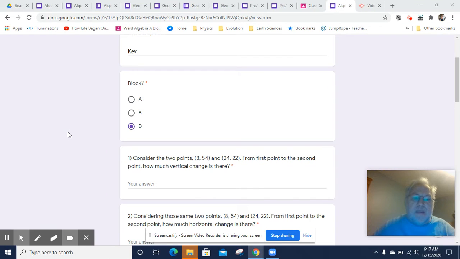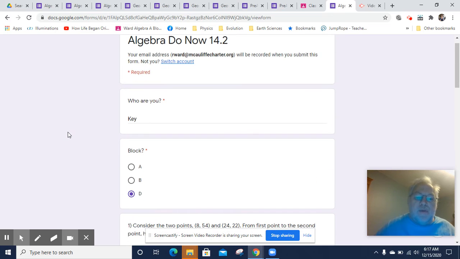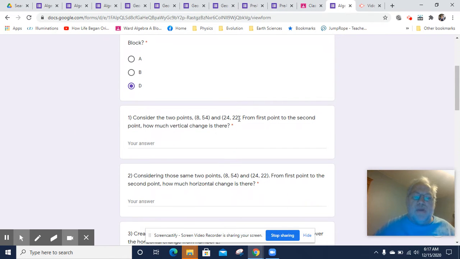I'm doing a quick key for you on the Do Now 14.2. We're going to consider these 2 points: (8, 54) and (24, 22). Let's figure out the vertical change between them. From 54 to 22, I'm going down, so that is a negative vertical change. What I need to do is figure out the difference, and I'm going to have it be negative.